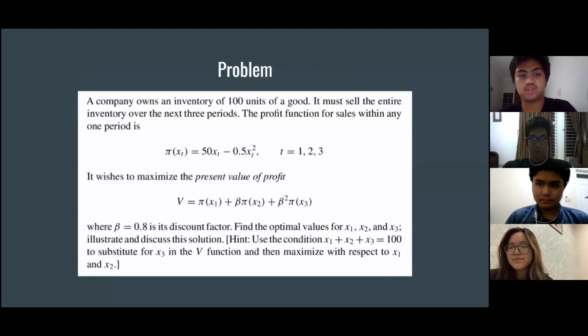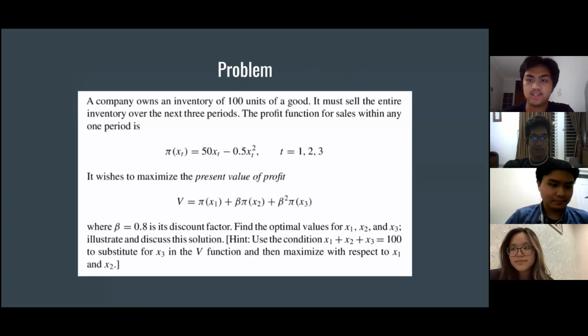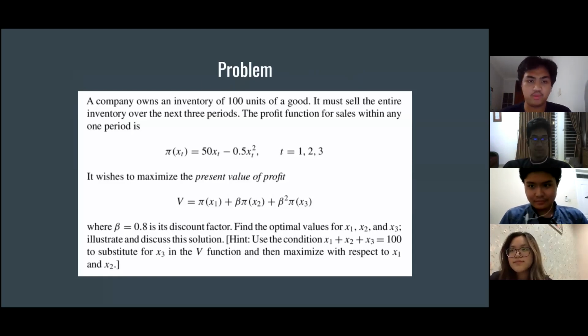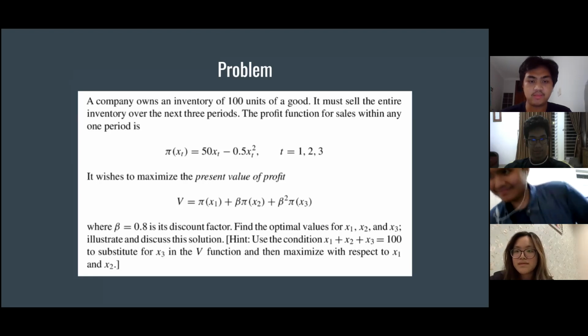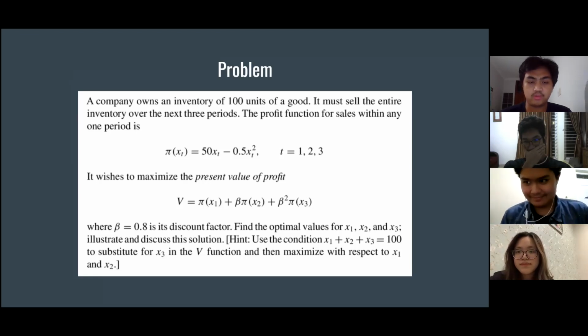Here we are going to describe the problem. A company owns an inventory of 100 units of a good. It must sell the entire inventory over the next 3 periods. The profit function for sales within one period is pi(xt) equals 50x minus 0.5x squared, with t equals 1, 2, and 3. It wishes to maximize the present value of profit, V equals pi(x1) plus b pi(x2) plus b squared pi(x3), where b equals 0.8 is its discount factor. Find the optimal values for x1, x2, and x3.